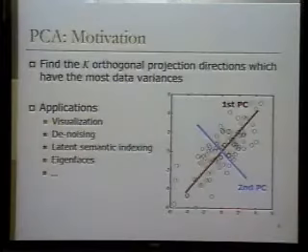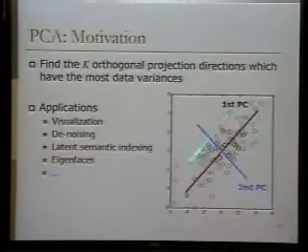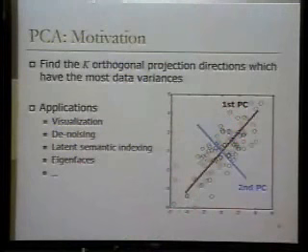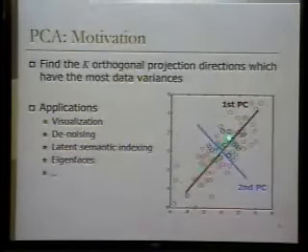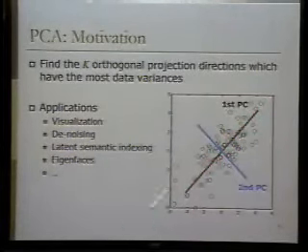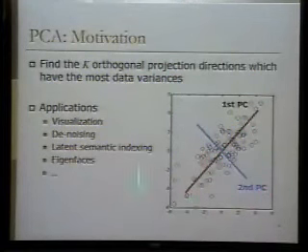PCA is a very popular method for dimensionality reduction. The motivation is that we want to find the k orthogonal projection directions which have the most data variance. Suppose the data are given by the black circles here, then this is the direction of the first principal component, which maximizes the data variance in this direction. The second one is orthogonal to the first one. Because the data is in two-dimensional space, we have only two principal components.